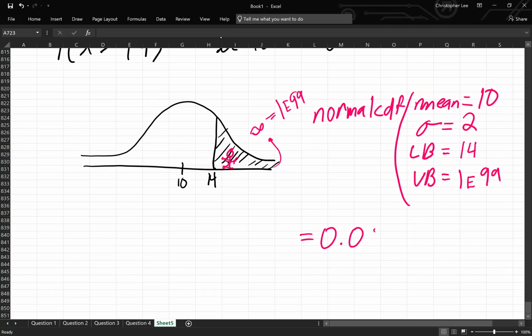It's 0.02275. Wait, 0.0... 75. Perfect. Couldn't ask for anything better. And that's how you do the normal distribution in the table. All right? Right. This one is for the right. This is for greater than.